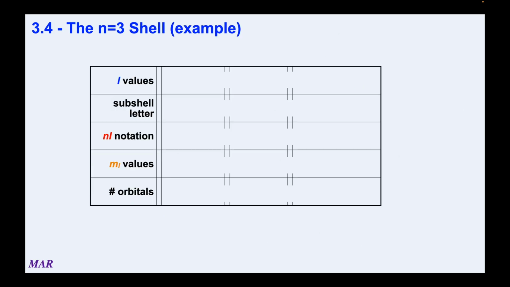Let's do an example where we want to figure out the different quantum numbers for the n equals 3 shell, okay?